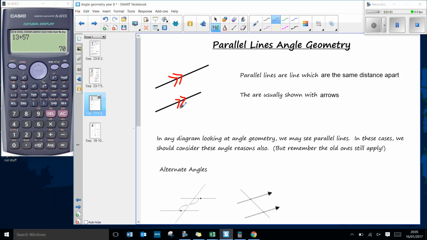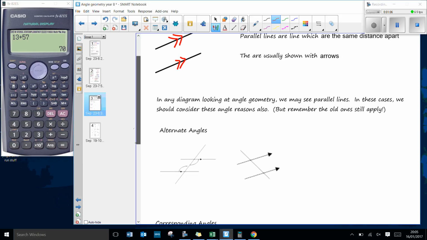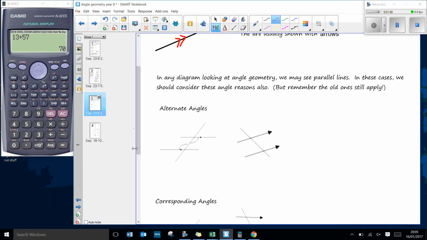Okay, so in any diagram looking at angle geometry, we may see parallel lines. In these cases, we should consider these angle reasons also. However, something does happen when people learn new angle reasons, and they seem to forget the old ones, but these still apply. So if you have a straight line within the diagram, the angles will still add to 180. If there are vertically opposite angles, even though some of the lines may be parallel, they would still be equal to each other. So just be careful of that.